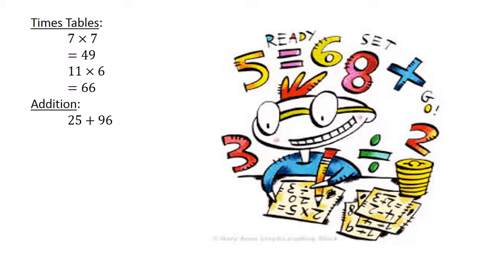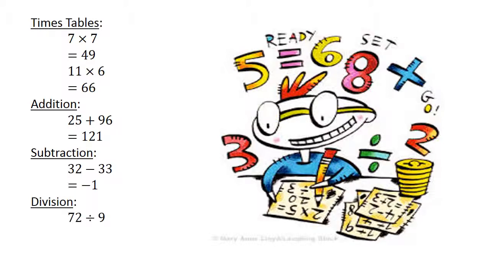Addition. 25 plus 96 equals 121. Subtraction. 32 minus 33 equals negative 1. Division. 72 divided by 9 equals 8.